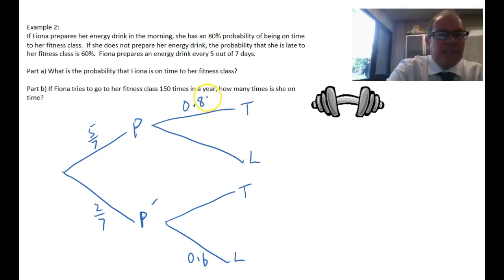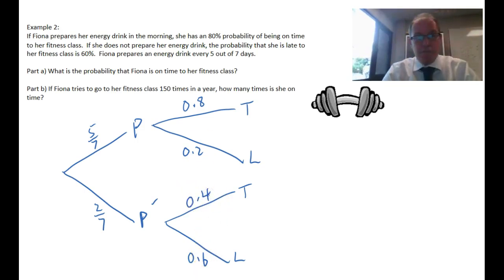So if the probability of being on time here is 0.8, because this branch and this branch have to add up to 1, if she prepares the drink, the probability of being late must be 0.2, because 0.2 add 0.8 is 1. Equally, if she does not prepare the drink, she can either be late or on time. So these two branches have to add to 1. So that must be a 0.4. Phew! Check the question again, read it, make sure it fits in, and once you're happy, we can answer A.